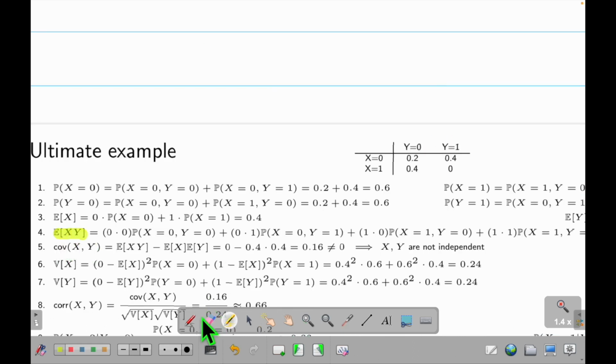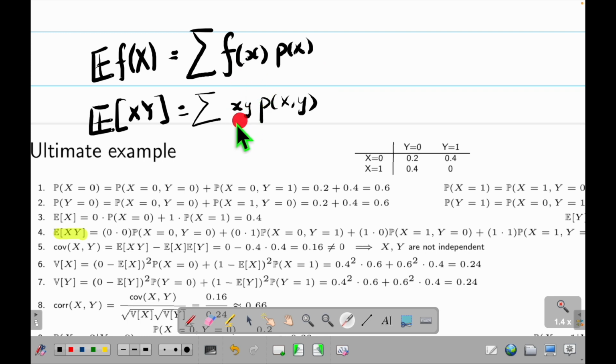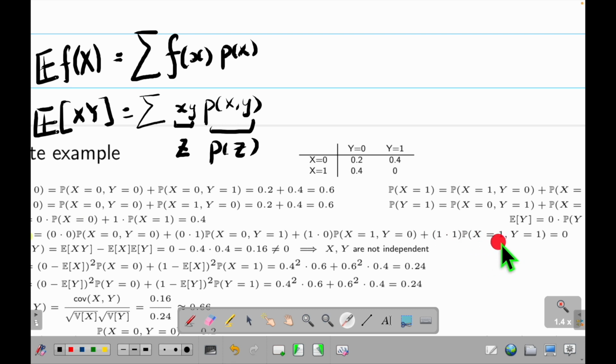Now this guy, E[xy]. Recall the expected value of f(x) is the sum of f(x) times p(x). So we have f(x) become xy, and the probability is the joint probability of x and y. So it will be the value of xy times the value of p(x,y): x0, y0 multiplied by the occurrence probability of x0, y0, plus x0, y1 times the probability of x0, y1, plus x1, y0 times the probability of x1, y0, and lastly x1, y1 times the probability of x1, y1.